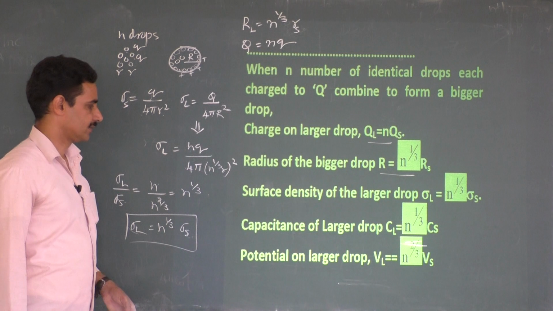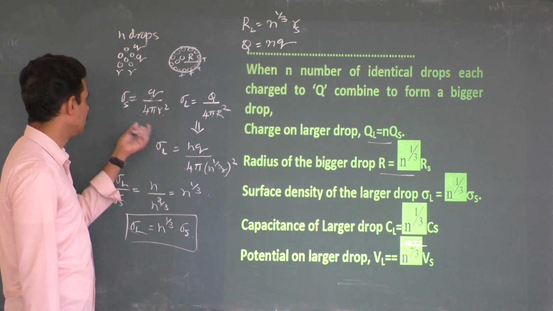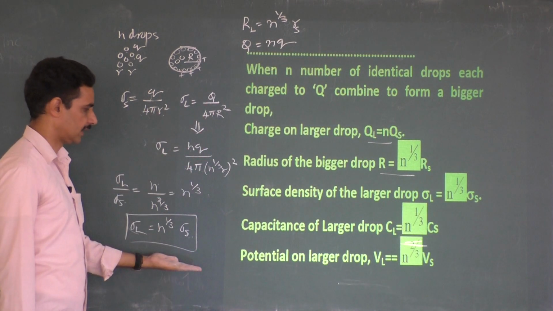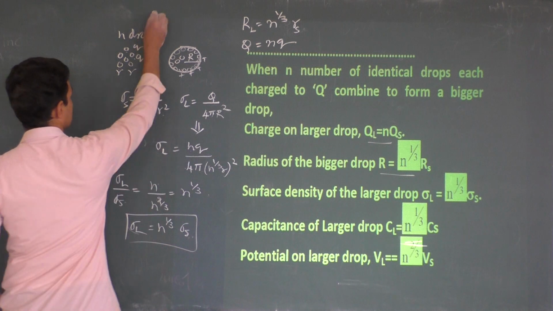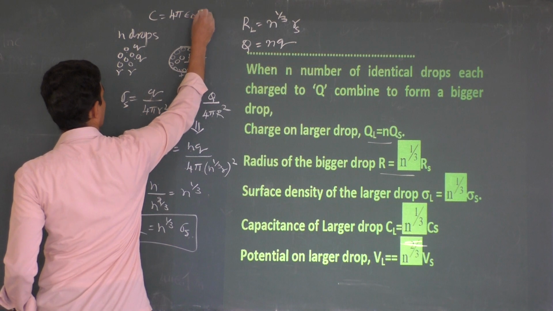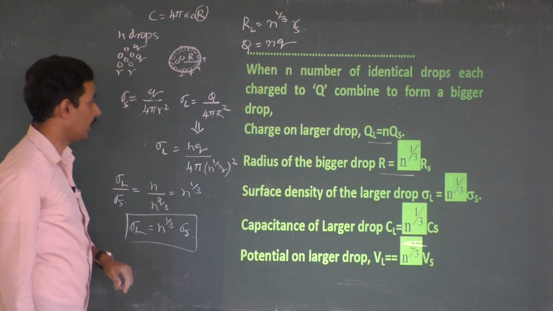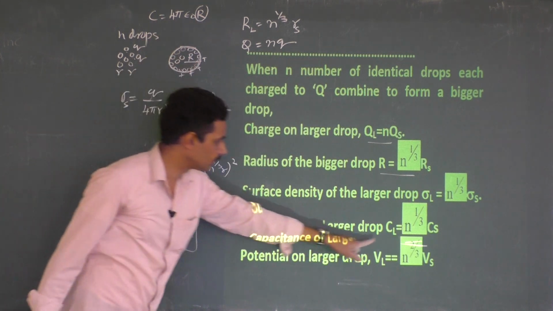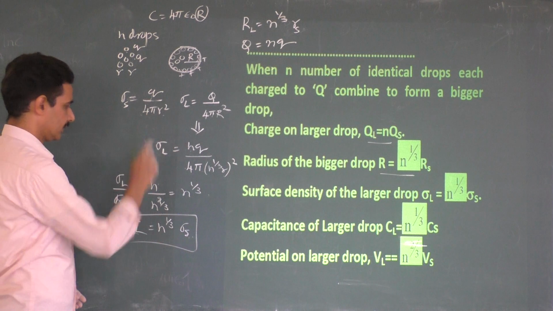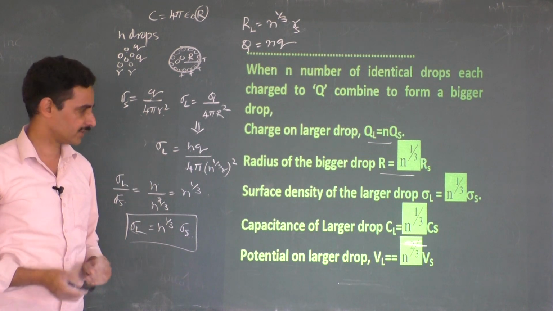What about the capacitance of the larger drop? I'll leave this to you, because potential, you know, is charge by radius, and you can do that. Capacitance of a spherical conductor is 4 pi epsilon naught r. It depends on the radius. The radius is the cube root of n times that of the smaller drop, so the capacitance is also the cube root of n times that of the smaller drop. Potential, I'll leave it to you, okay? So these are the formulas. Now once you know this theory, nothing is involved in the problem.